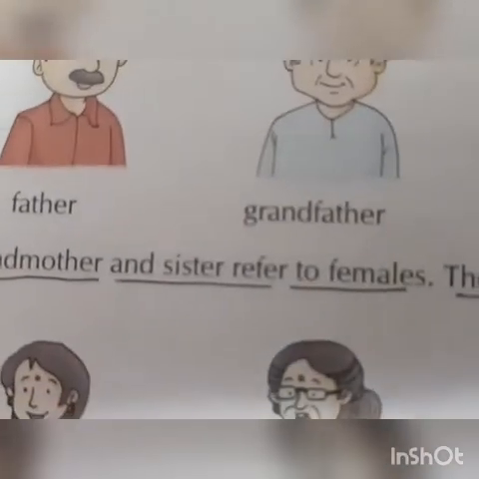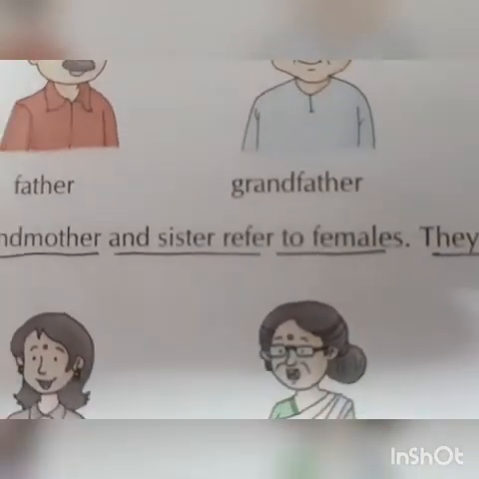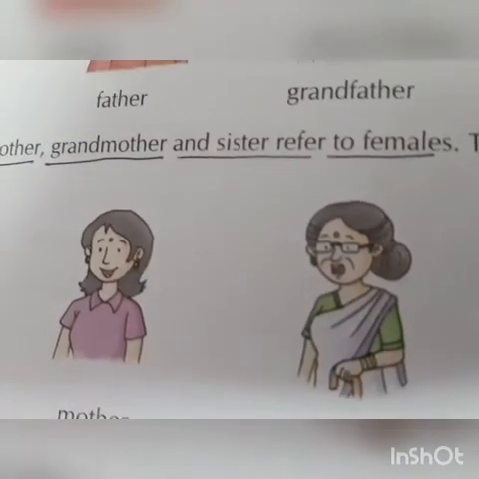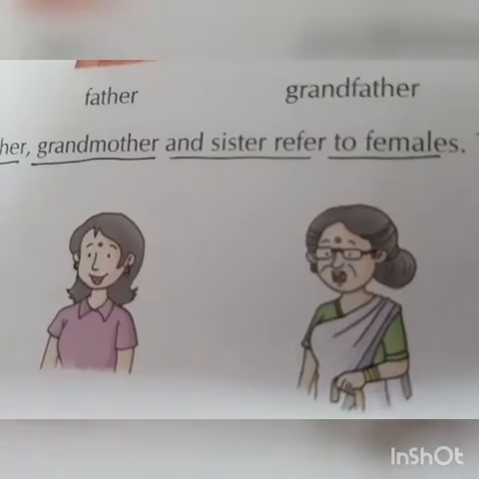Mother, grandmother and sister are females. So they are feminine gender nouns. That means your mother, your sister, your auntie, queen. Then there are many women, all that come under it. If you say women, then it is also female. In women it can be your mom, your sister, your auntie, the queen, any person. So they all are females, so they come under feminine gender.